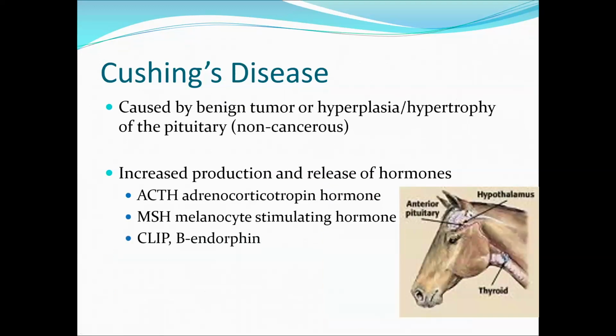All right, so again, that benign tumor or just hyperplasia, enlargement of the pituitary. So non-cancerous, it's not going to spread, it's not going to go anywhere else or affect other organs in the horse. All right, what happens is that pituitary gland is releasing hormone without control. So these are just some of the hormones that it oversecretes. You do not need to know any of those. But those hormones go on to other parts of the body to then produce other hormones.